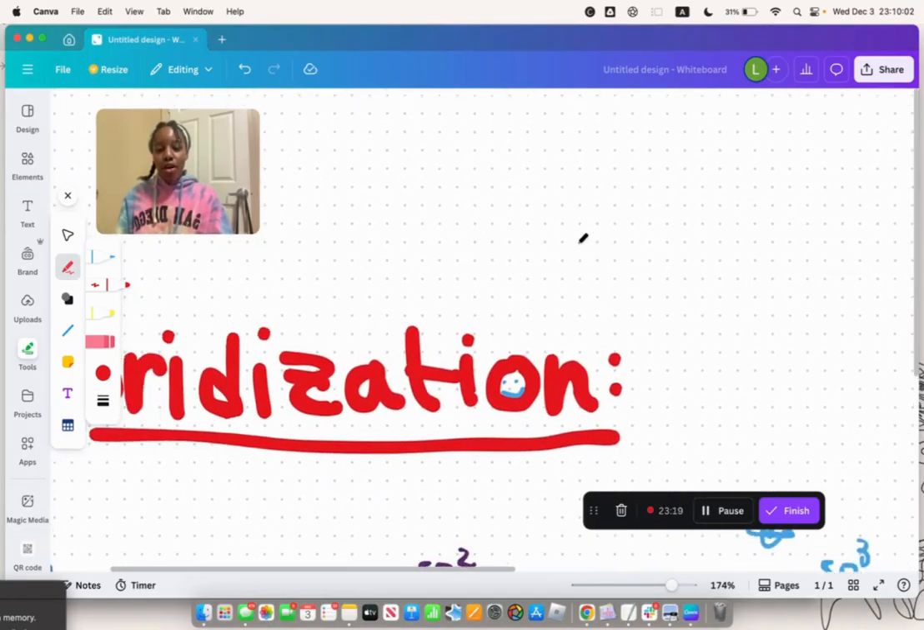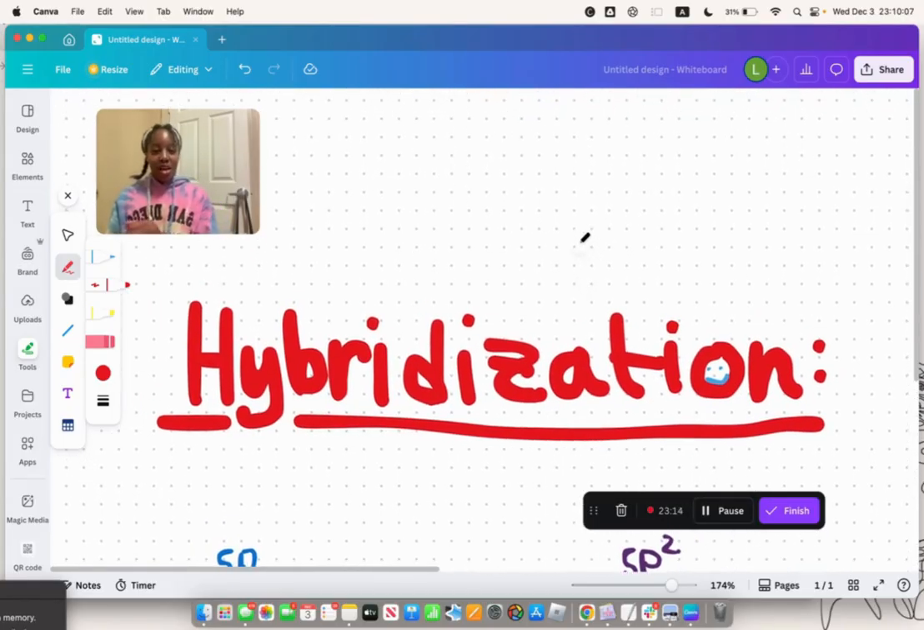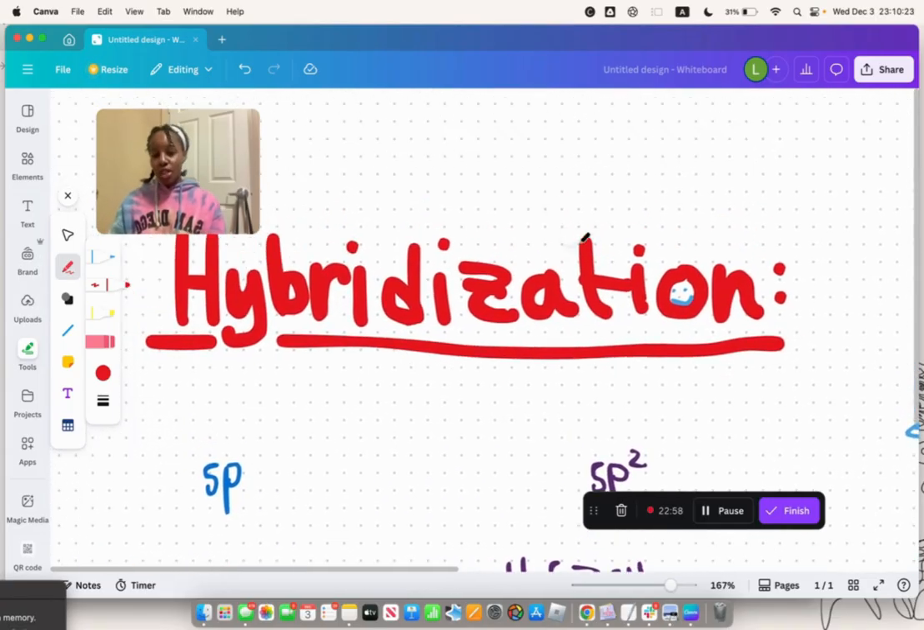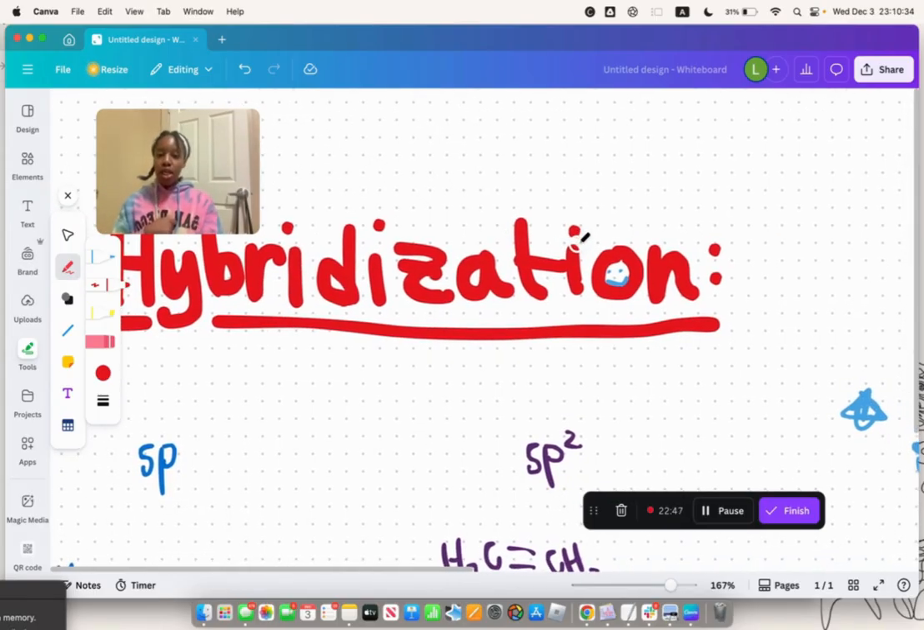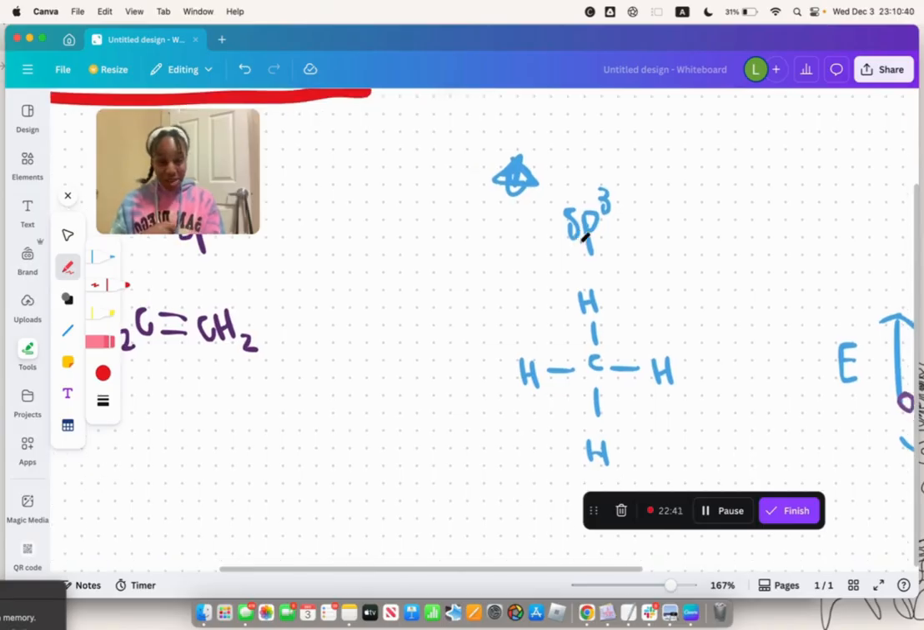I want to talk about hybridization today. Hybridization is very useful. Hybridization is basically the mixing of atomic orbitals to form hybrid orbitals, which are better suited for bonding. So, we usually like to deal with three different types of hybridized orbitals, and we'll have sp, sp2, and sp3. So I'm going to go through those briefly. And so I'm going to start with sp3.